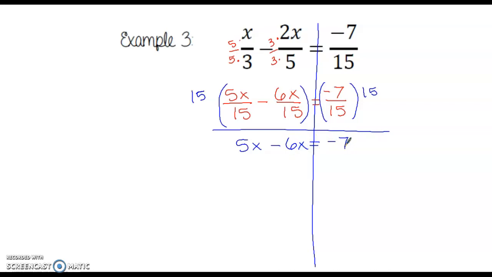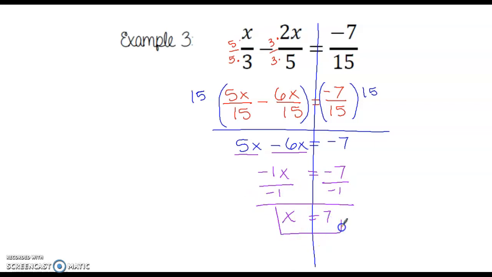So we can combine like terms at this point because we have the 5x and the negative 6x. When we combine the two together, we end up with negative 1x is equal to negative 7. Divide each side by negative 1. X is equal to a positive 7.